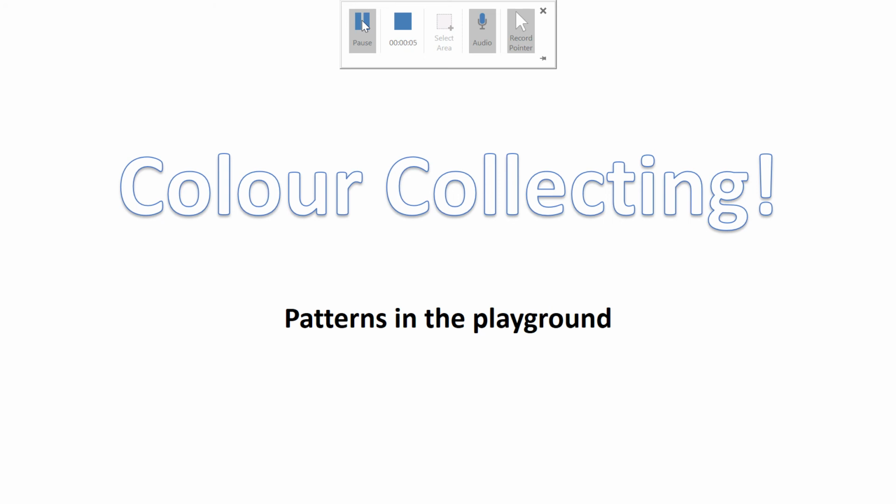For visual art this week, we are continuing looking at our patterns in the playground unit, and this week we're looking at colour and finding colour in familiar places and figuring out how we can use it in our artwork.